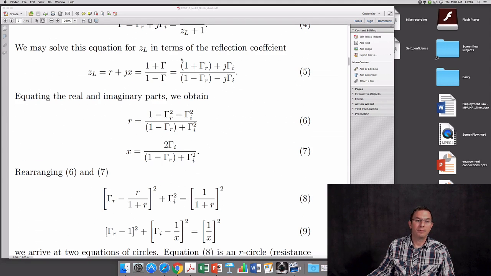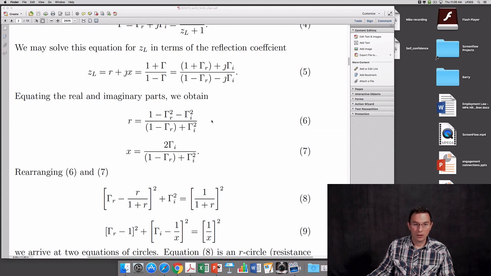And so by multiplying top and bottom of this fraction by the complex conjugate of the denominator, we can separate the right-hand side into a real part and an imaginary part. When we do that, it turns out that the real part of the normalized impedance is given by this expression in terms of the real and imaginary parts of the reflection coefficient. Similarly, the normalized reactance is given by this expression in terms of the real and imaginary parts of the reflection coefficient.